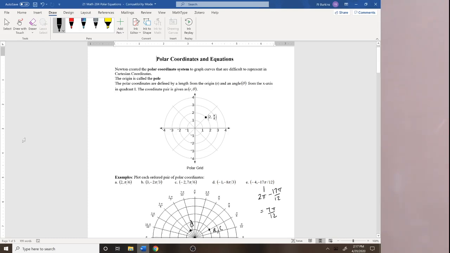So, I've already drawn the points on here, but let's still go over them. So, as I was telling you last time, polar coordinates are defined by an r and a theta.